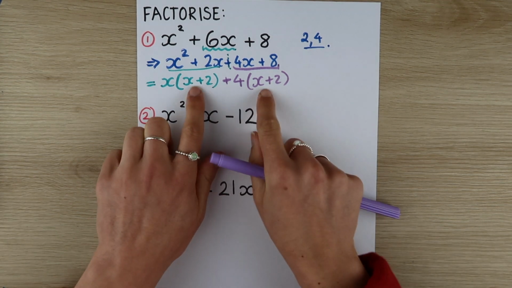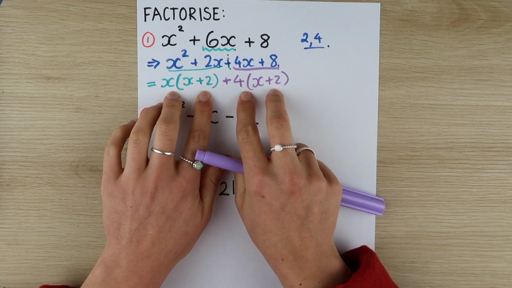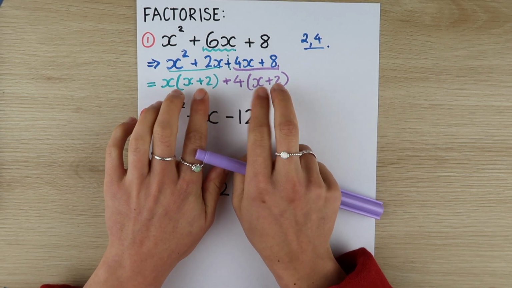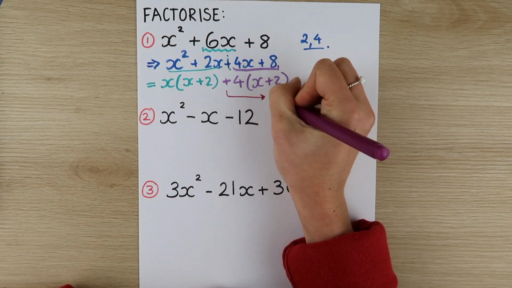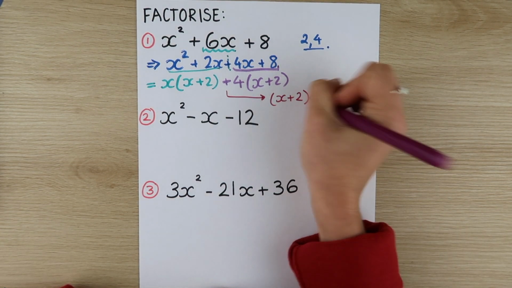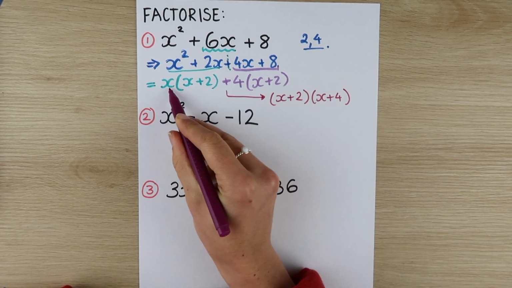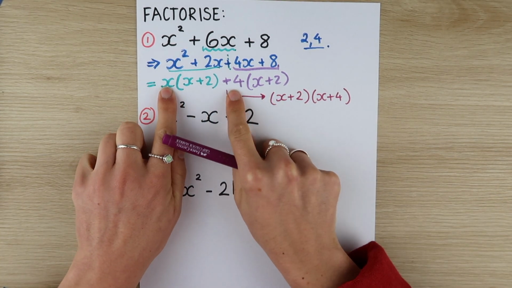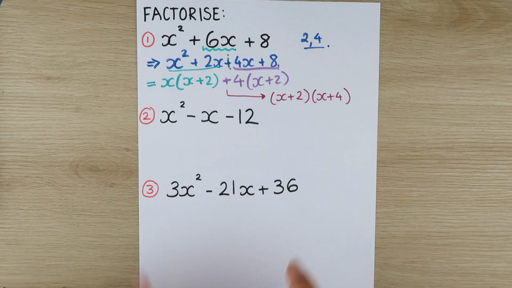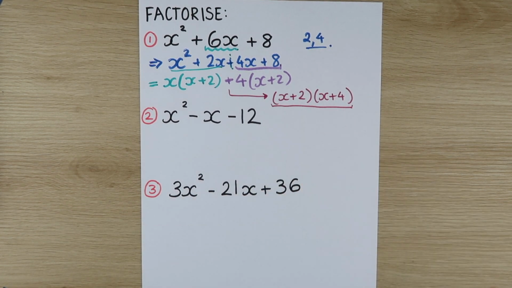You'll see that I've now got x plus 2 as a factor of both. So I've broken it into 2 terms now, but x plus 2 is a factor. Then I can take out x plus 2, and I'm left with x plus 4. So I've taken that out as a common factor, and what's left over is x plus 4. And that is my answer factorized.